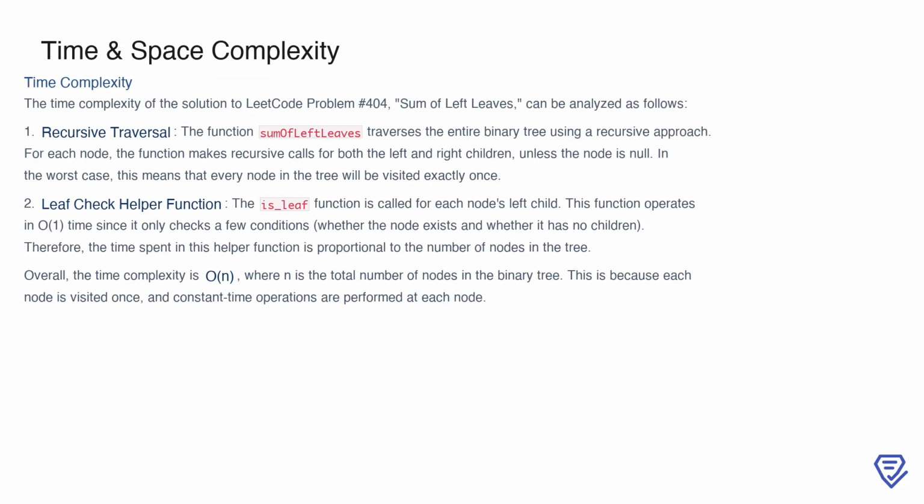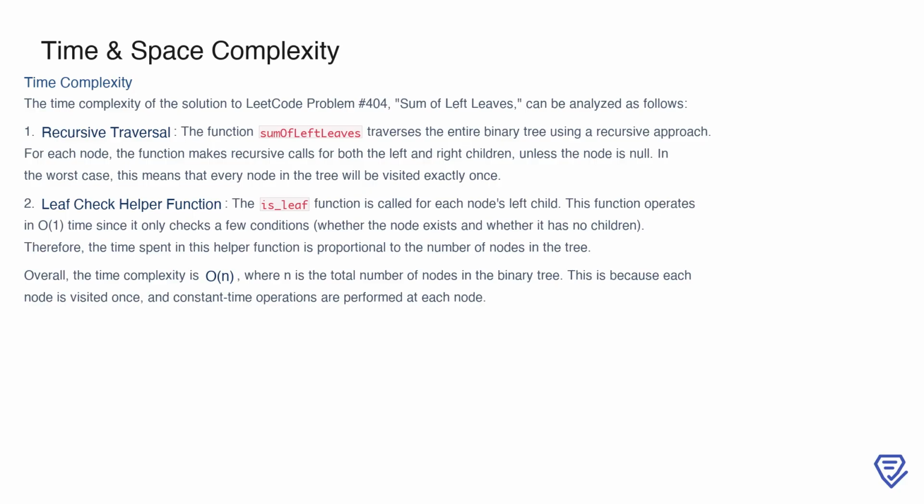To analyze the time complexity of the solution to the sum of left leaves problem, we start by looking at the recursive traversal of the binary tree. The function sum of left leaves visits each node exactly once as it recursively explores both the left and right subtrees. This ensures that every node in the tree is processed, making the traversal inherently O(n), where n represents the total number of nodes in the tree.